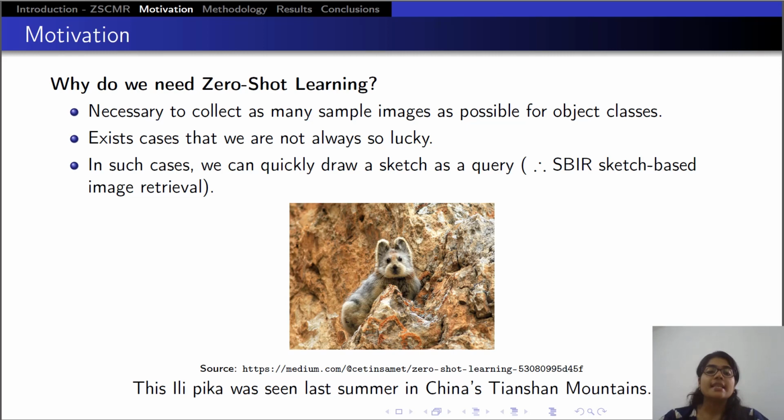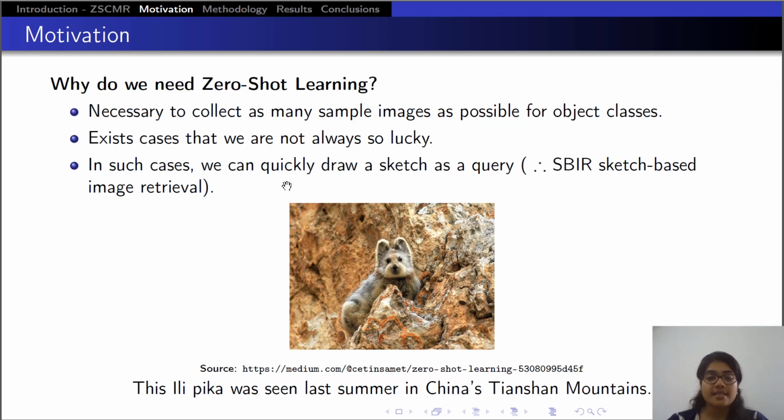So why do we need ZeroShot Learning? As we know, it is necessary to collect as many samples of data as possible for object classes. Now there will exist a lot of classes where we will get a sufficient amount of data, but there will also exist some cases where we are not so lucky and we might not find samples for training for that class.